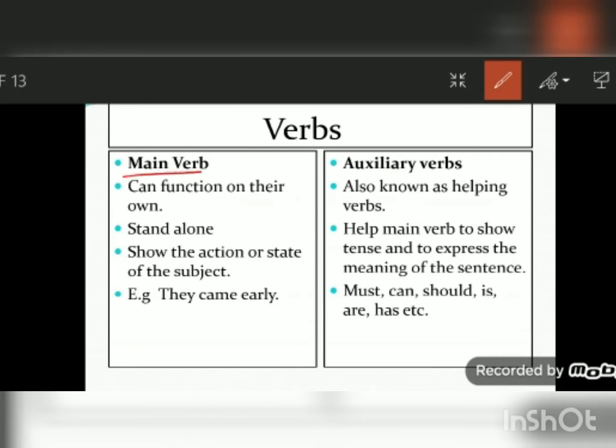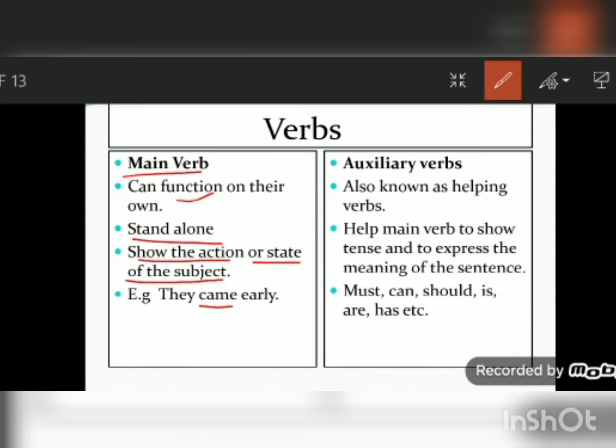First, let's see main verb. Main verbs can function on their own. This is the verb which can function on its own. The main verb stands alone. It shows the action or state of the subject. For example, they came early. So here came is the main verb.